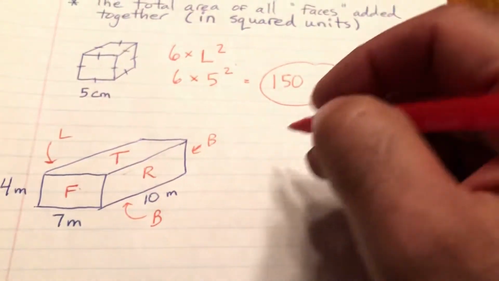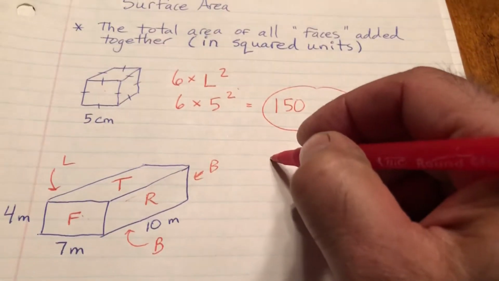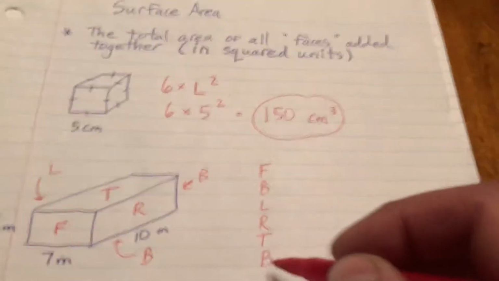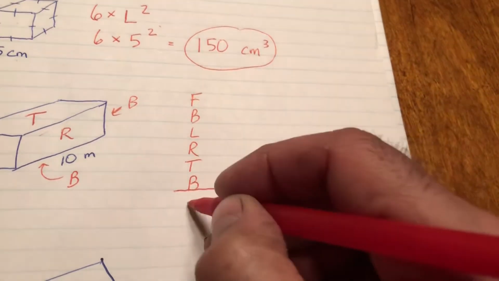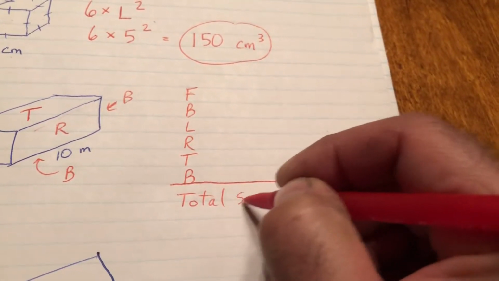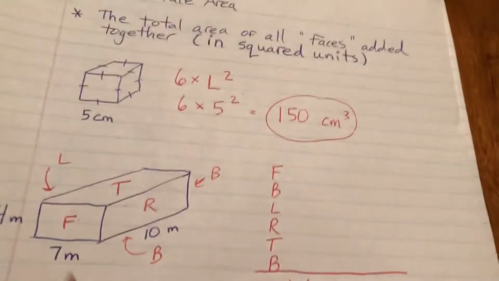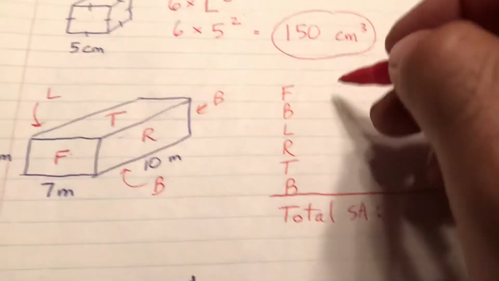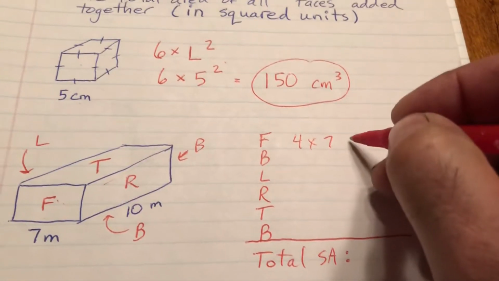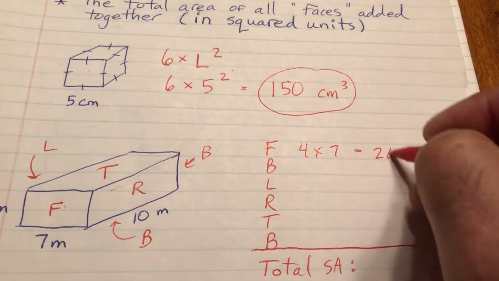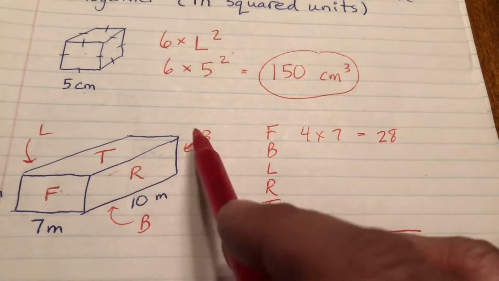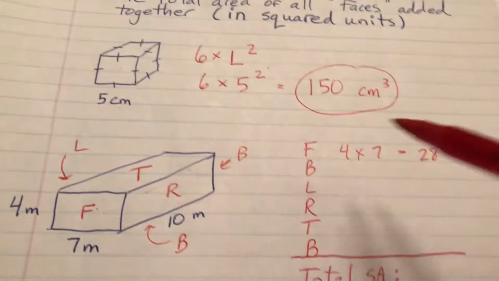Okay, so once every side's labeled, then what we did in class was we would put front, back, left, right, top, bottom, and basically we're gonna find the area of all those, and then we're gonna find the total surface area. Okay, so front side, this rectangle right here, the front is a 4 by 7, so we're gonna write 4 times 7. And of course, 4 times 7 is 28. And the back side and the front side are the same. So the opposite sides in class, we would say they're twins. So front and back are the same.